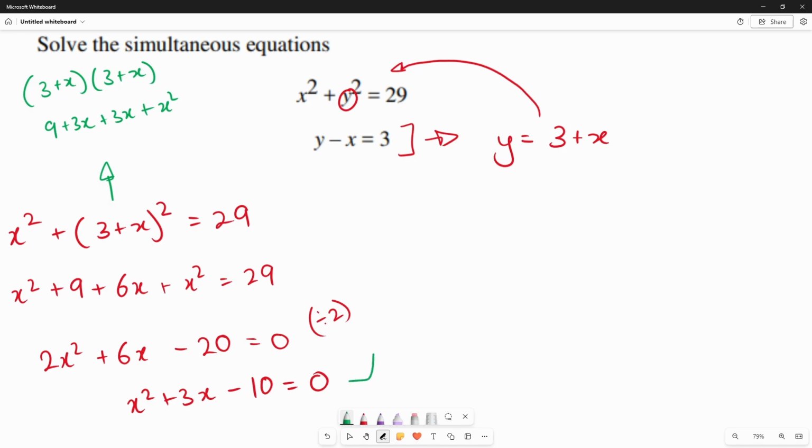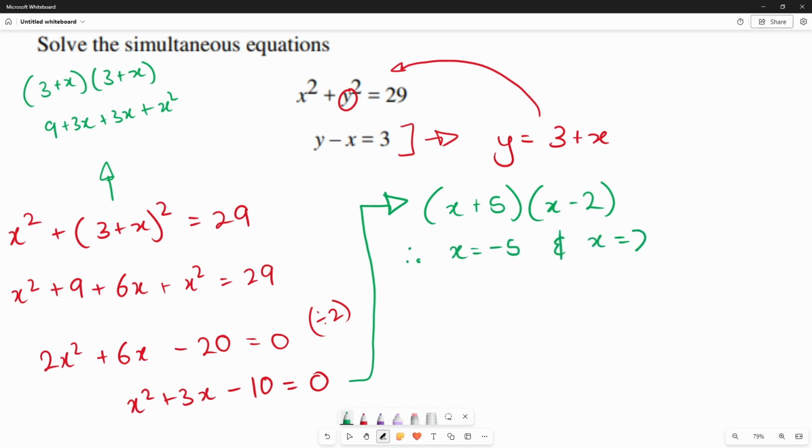Now let's factorize this so we can find two different values of x. So this quadratic factorizes nicely into (x plus 5) multiplied by (x minus 2). Therefore, our 2 x values are going to be x equals minus 5 and x equals 2. So we have two values for x from this equation. We need to find out the values for y.